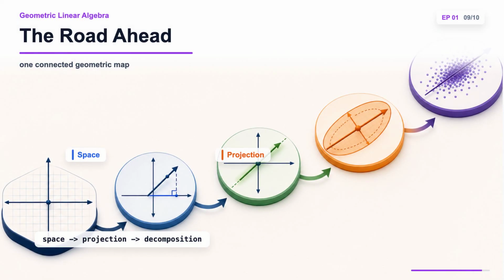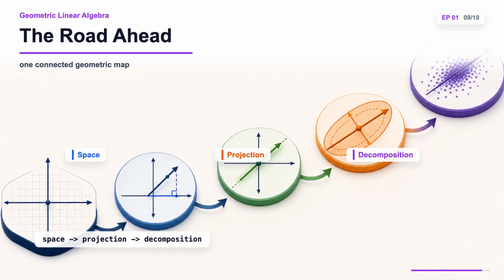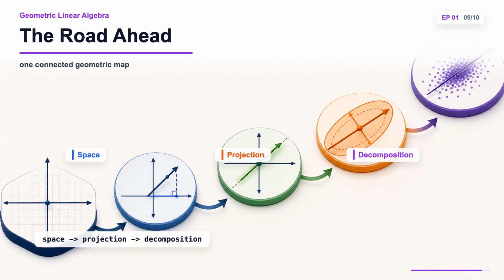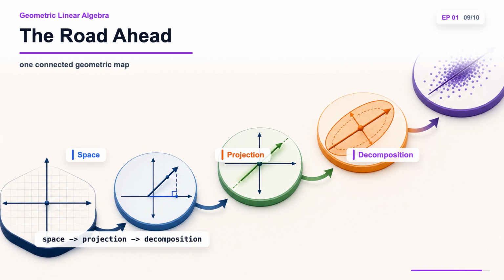From here, the rest of linear algebra becomes a connected map. Dot products let us measure angles and lengths. Orthogonality lets us split a vector into useful pieces. Projection finds the closest point in a subspace. Eigenvectors reveal directions that a transformation does not rotate away from. Diagonalization and matrix powers become simple when we choose those directions as coordinates.